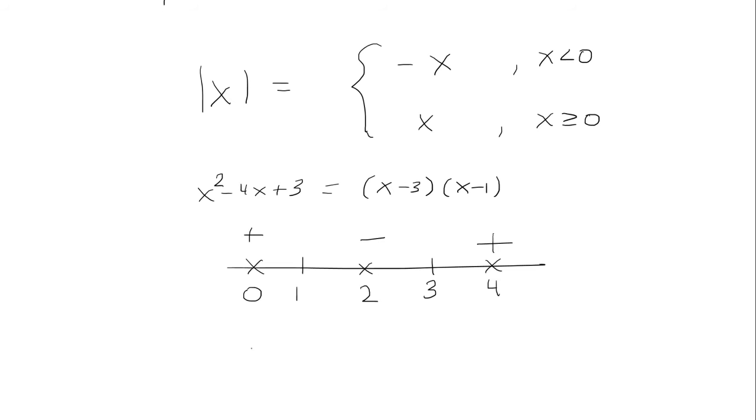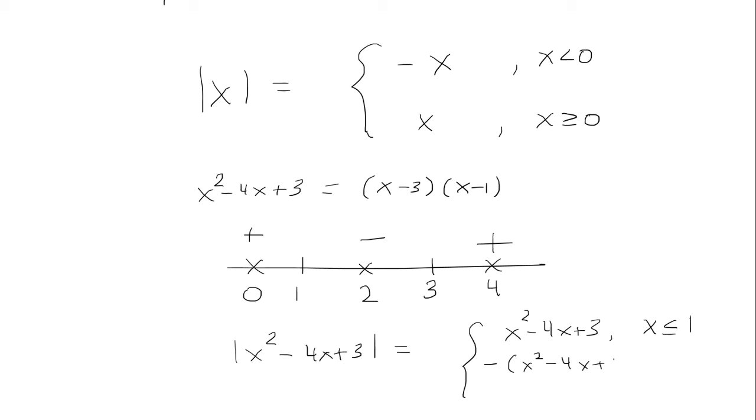So because the expression inside is positive when x is less than or equal to 1, I'm going to leave it alone. There's no issues there. I could just remove the absolute value. But now when I get between 1 and 3, it's negative. But I know that the absolute value always is positive, so I'm going to multiply this negative by another negative. So it'll be negative, open parenthesis, x squared minus 4x plus 3. And that's between 1 and 3.